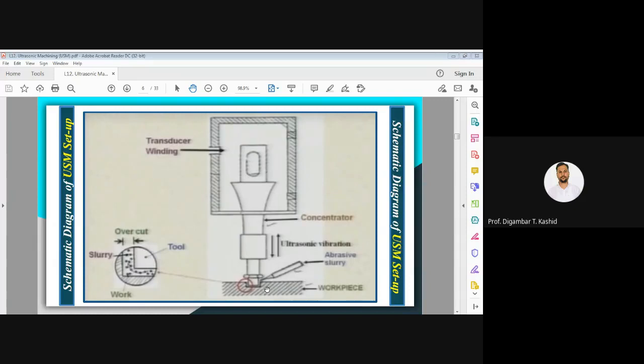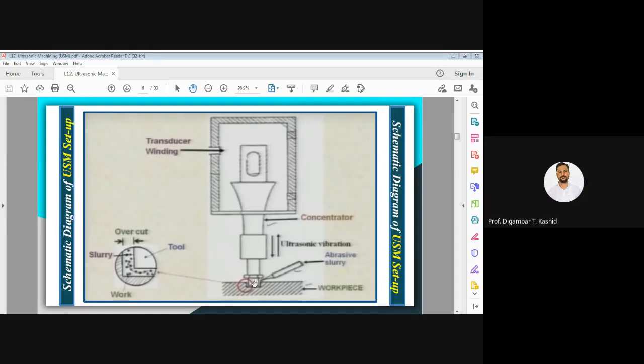Now you can see here we have the transducer winding, and this is a concentrator, which moves up and down at a high frequency. And there is a nozzle, which is supplying the abrasive slurry between this tool and your workpiece. Here, please note down: your tool is not in physical contact with your workpiece. There is always a small gap.